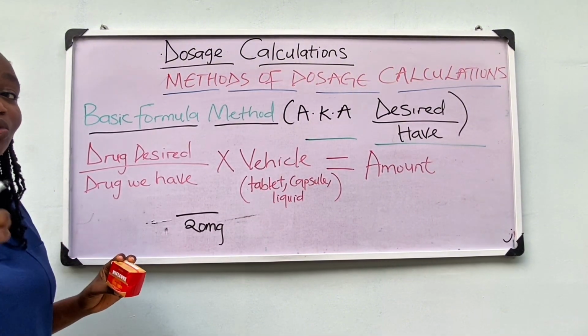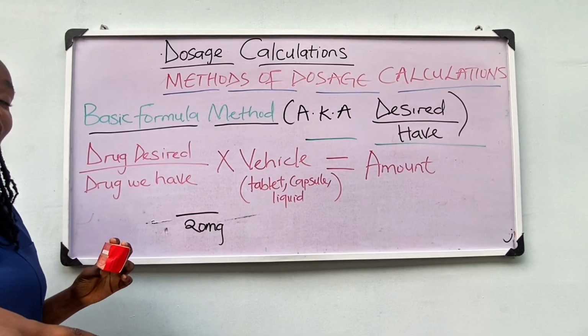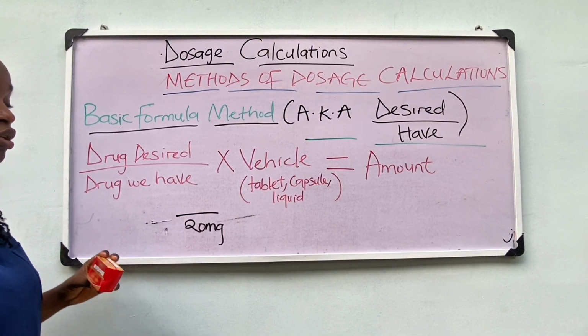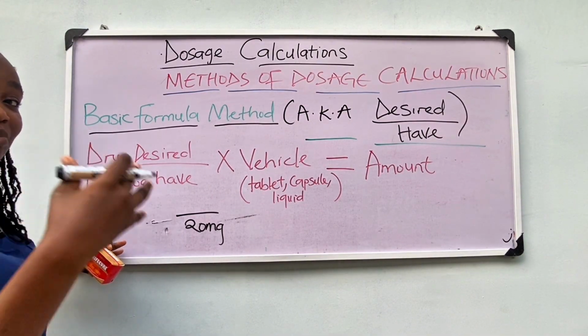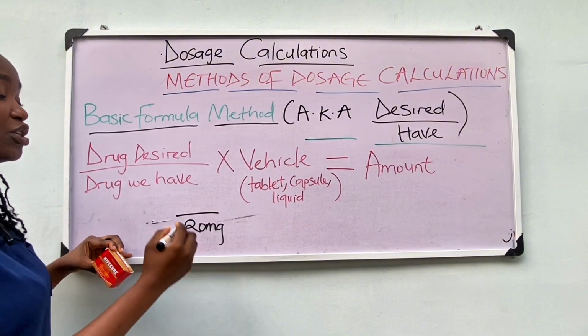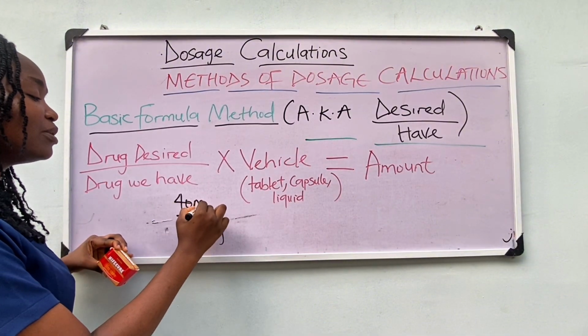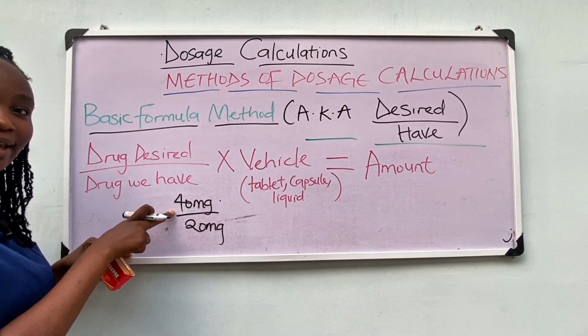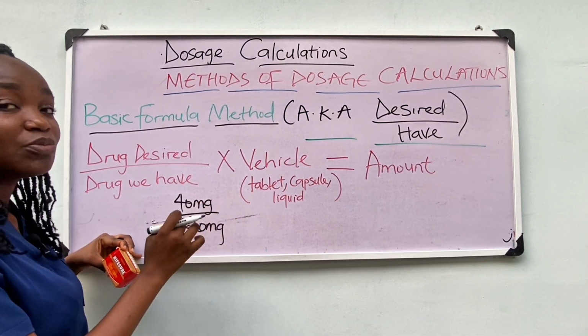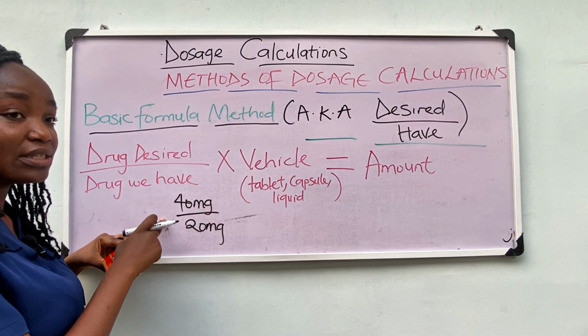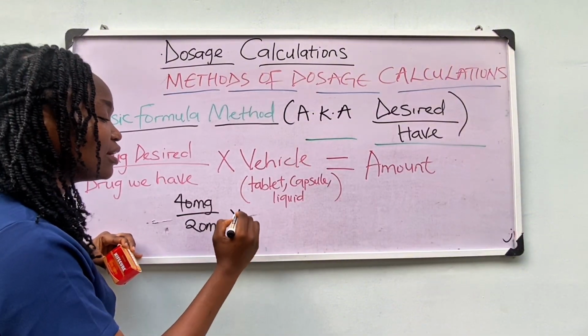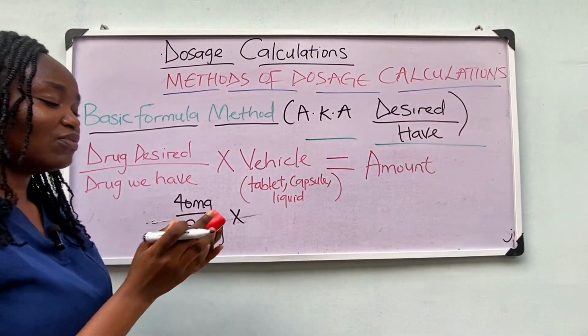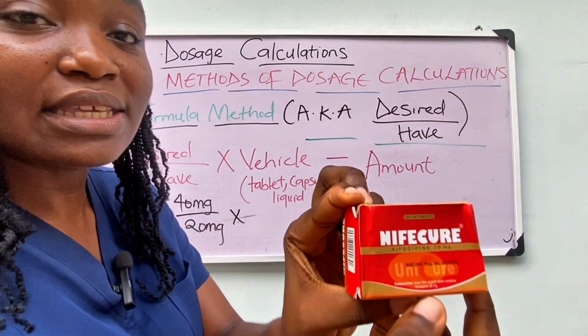But first of all, we're going to solve for one that is in the same metric unit, so we don't have to do any conversion. So let's say what was prescribed for this patient was 40 milligram of nifedipine. So what was prescribed becomes what we desire. For the desired, we look at the prescription. Then times the vehicle. So how do we know the vehicle? Of course, you can see here that this is a tablet.